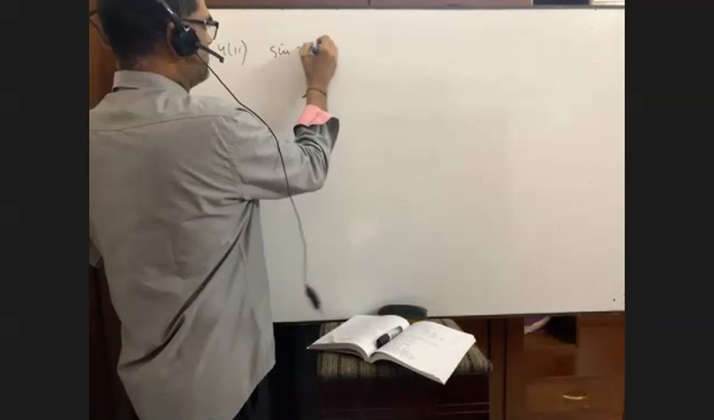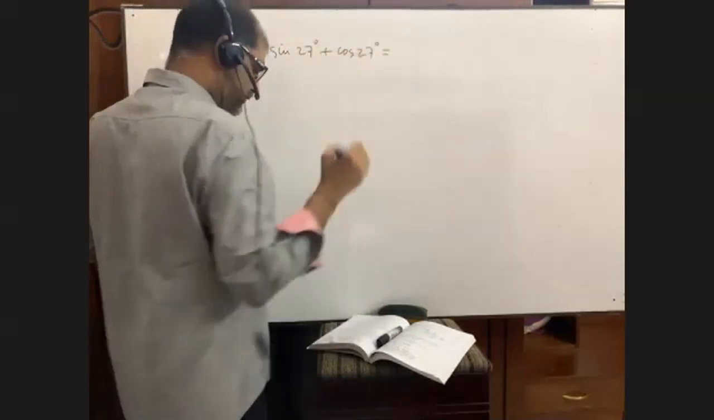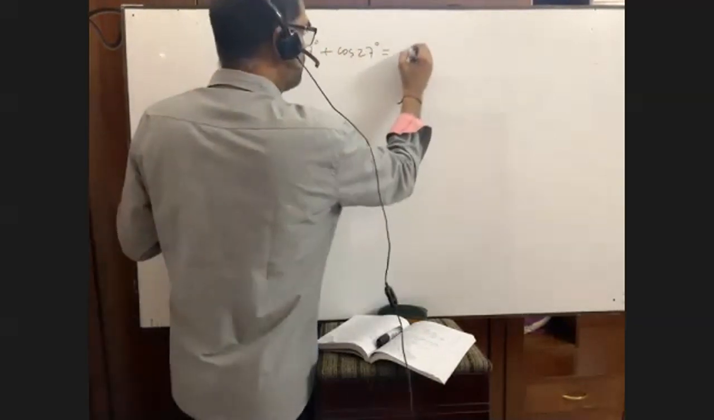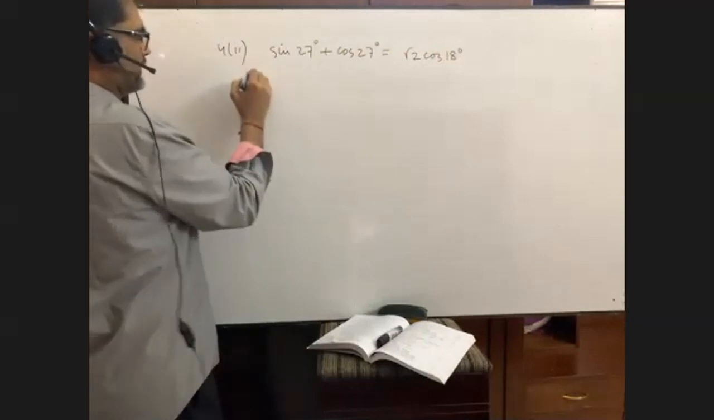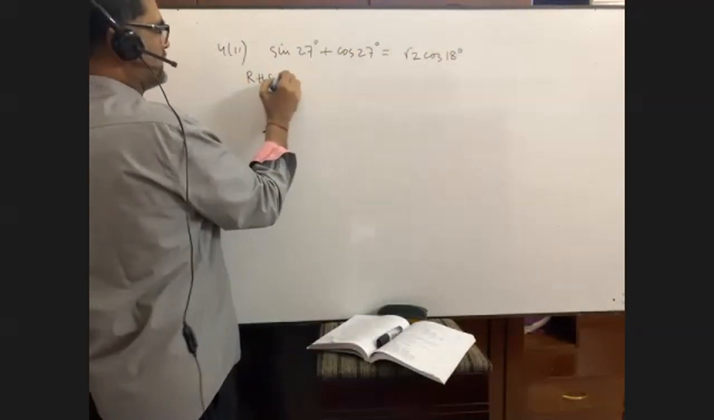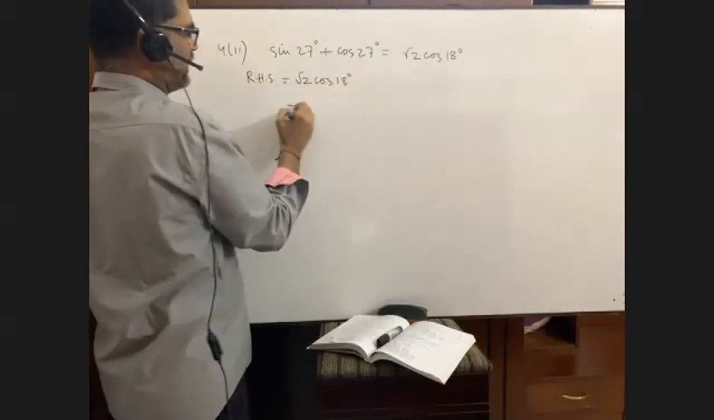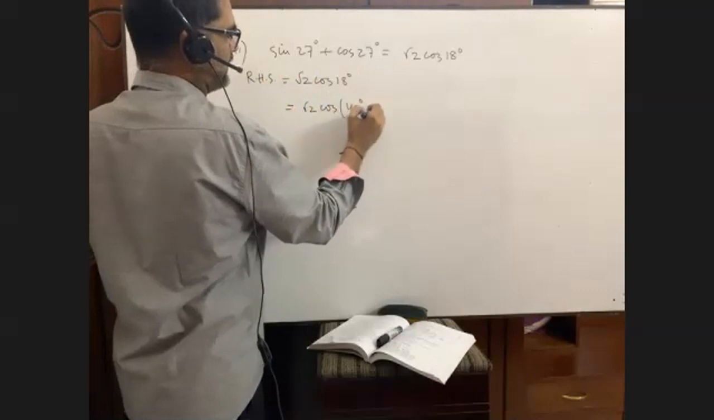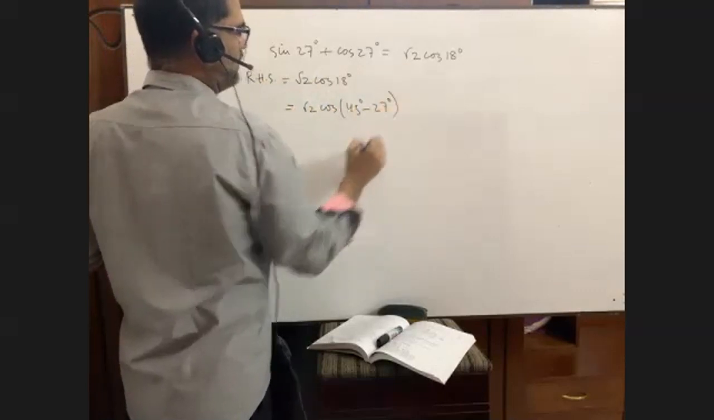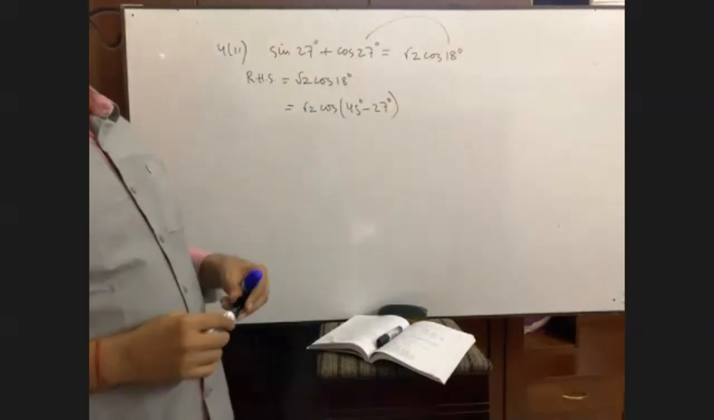Sine 27 degree plus cosine 27 degree is equal to root 2 cos 18 degree. Okay, do it. Write down the right hand side. Like the previous math, root 2 cos 18 degree. Can you remember what I wrote there? 45 degree minus 27 degree. Just these two make 45 degree. Now do it. Same math.